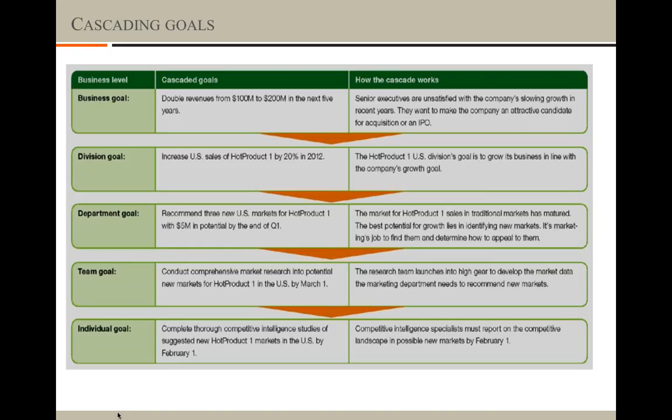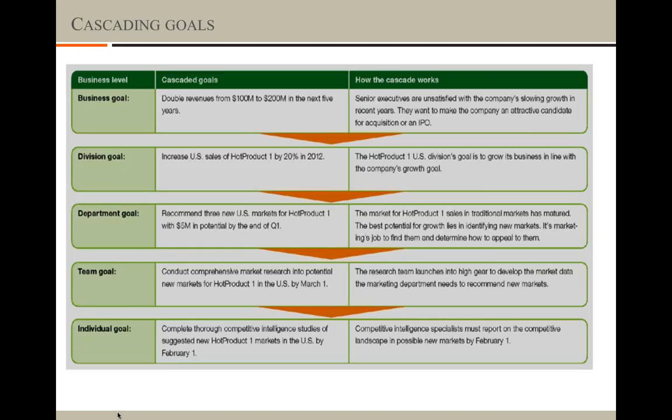Now this divisional goal is broken down into a departmental goal that they have to recommend 3 US markets for hot product 1 with 5 million potential by the end of quarter 1. Now this departmental goal is further broken down into the team goal that they have to do a comprehensive market research for the potential markets by March 1st, a clear deadline. And then this team goal is broken down into an individual goal that they have to complete competitive intelligence studies of hot product 1 markets in the US by February 1.